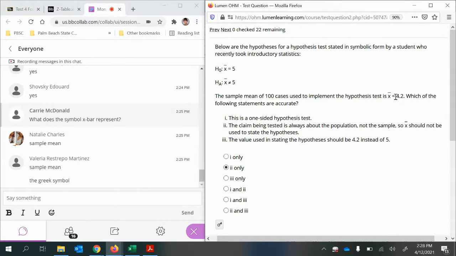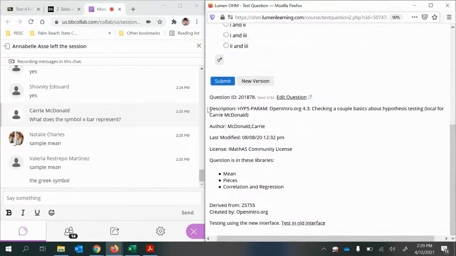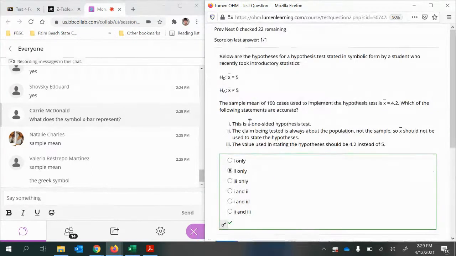We don't want 4.2 to be in our hypothesis statement, again, because it's talking about the sample, and what we're trying to do is set up a hypothesis that we can support or not support based on what the sample information says. So yeah, 2 seems like the only accurate statement here. And good job on Natalie. She was correct. Okay, let's go to the next one.